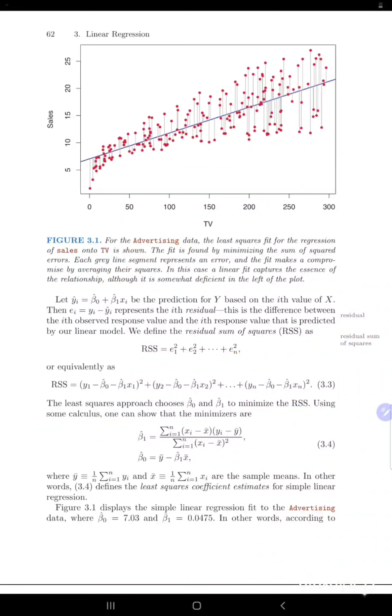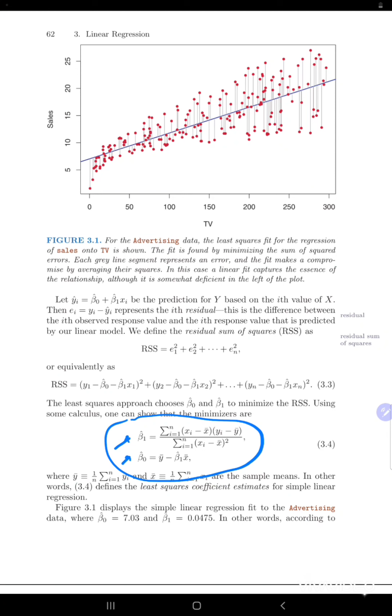In this video, I am going to show how these two functions are derived. This is the book Introduction to Statistical Learning. I am currently studying this book and I'm already in chapter 3, which is linear regression, and I'm curious how these two functions were derived.